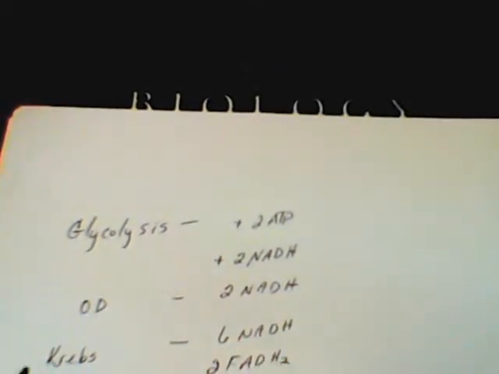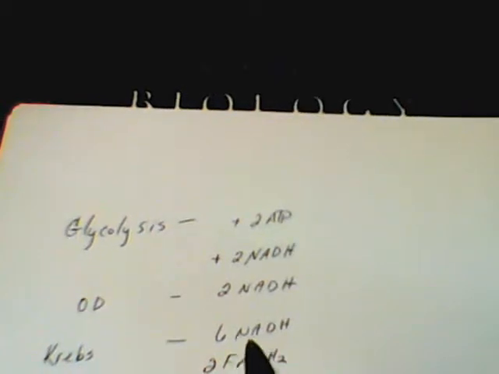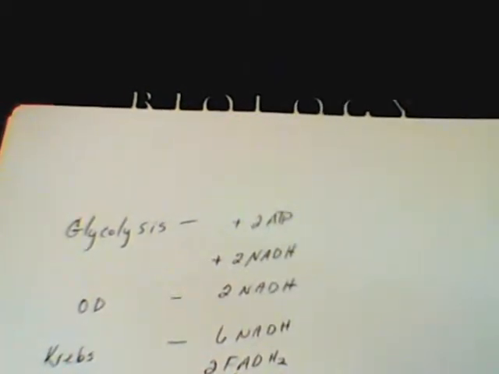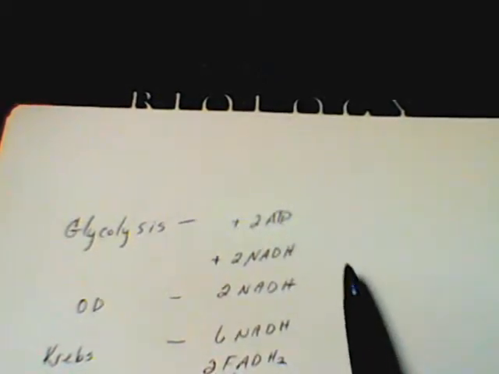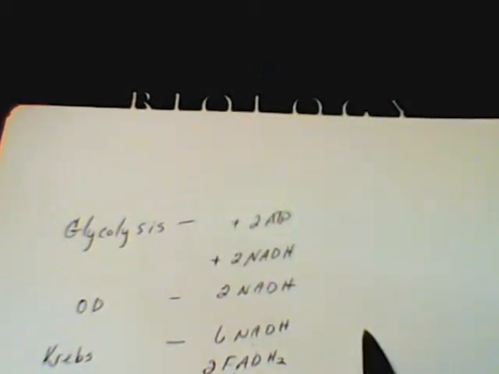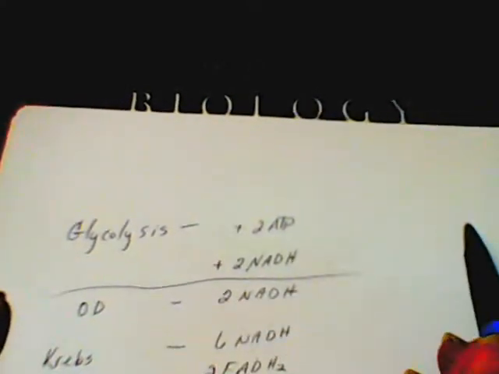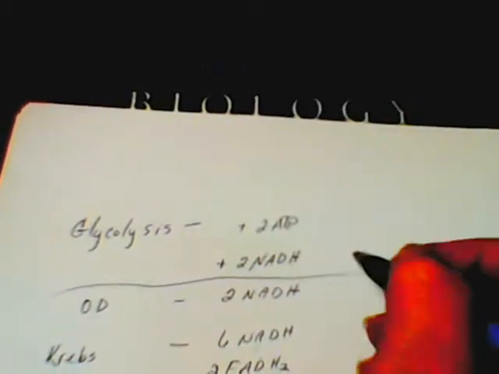Now you're going to ask me, if you go back and look, well, I only saw you write down 3, 1, and 1. But remember, when we had our original 6-carbon molecule, we had to break it down into 2 3-carbon molecules. So everything is going twice, per se, after this step.